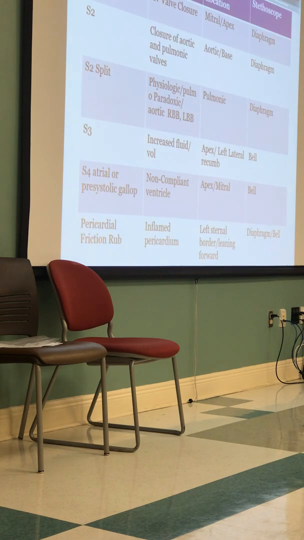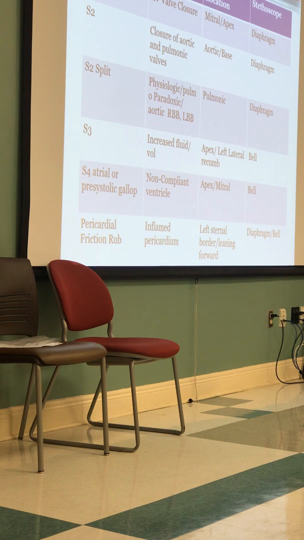Heart sounds. Very important. I want you guys to remember where these are and what causes them. So we know S1 is closure of the AV valves. We know we use the diaphragm of the stethoscope to listen for S1 or S2, right? Because those are high-pitched sounds.